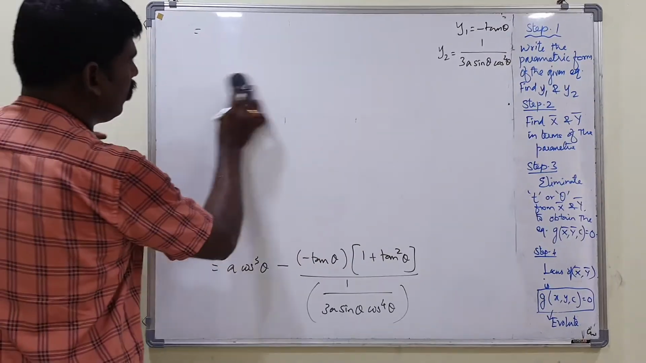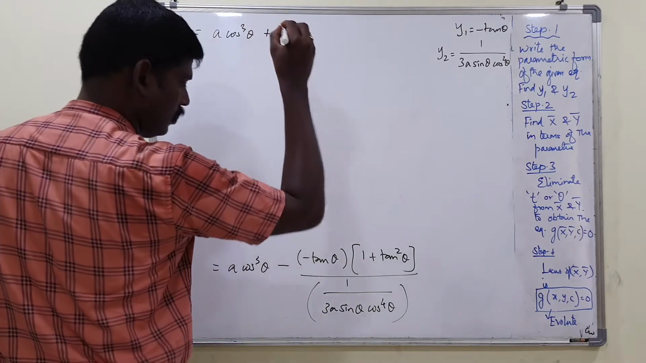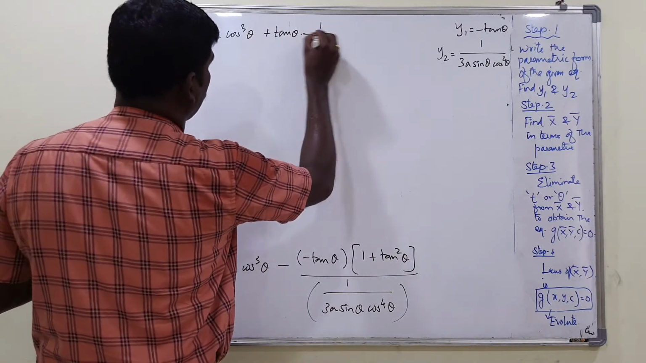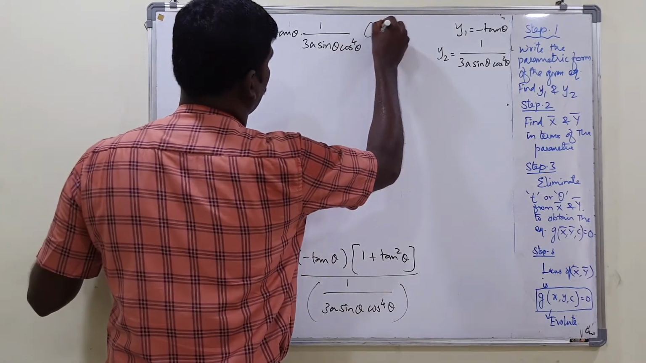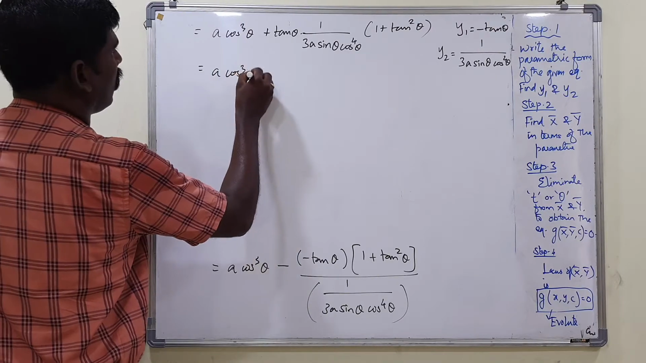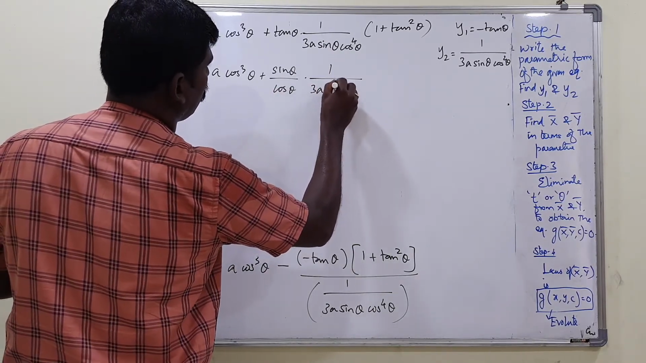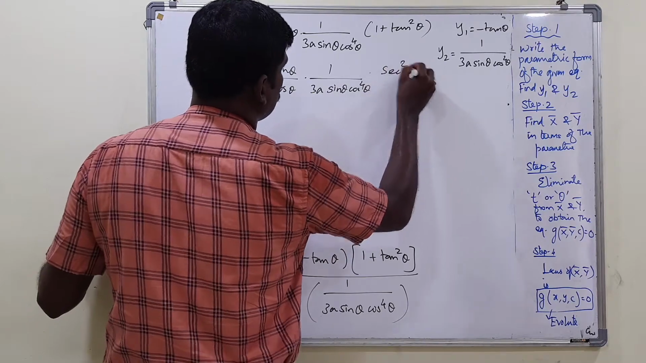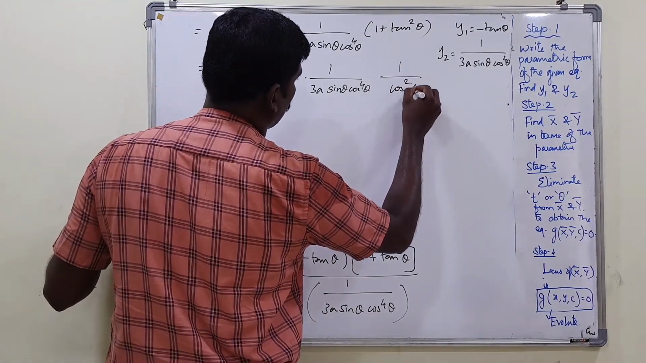That is equal to what is the value? A cos cube theta. This minus minus becomes plus tan theta into this, which goes to the numerator by taking reciprocal multiplication. So 1/3a sin theta into cos⁴θ and then 1 plus tan square theta, isn't it? Right? So a cos cube theta plus what is tan theta? Sin theta by cos theta into 1/3a sin theta into cos⁴θ into 1 plus tan square theta. 1 plus tan square theta is secant square theta. What is the value of secant square theta? 1/cos²θ.